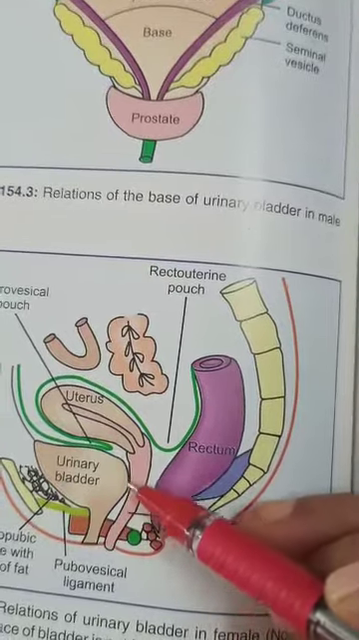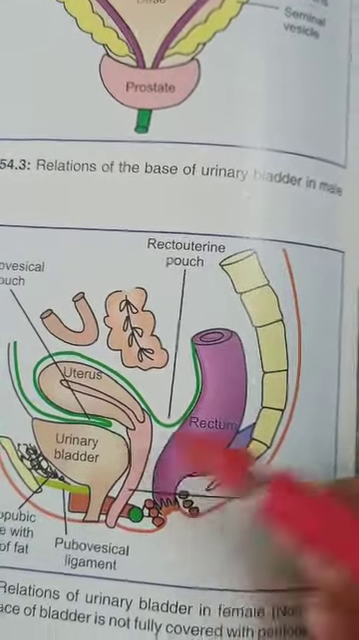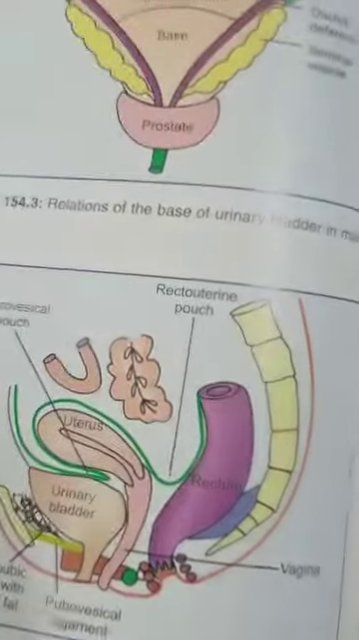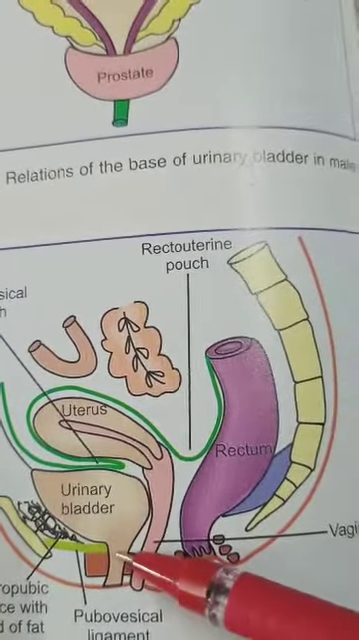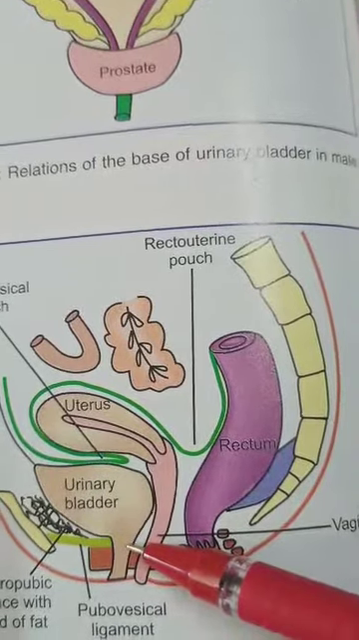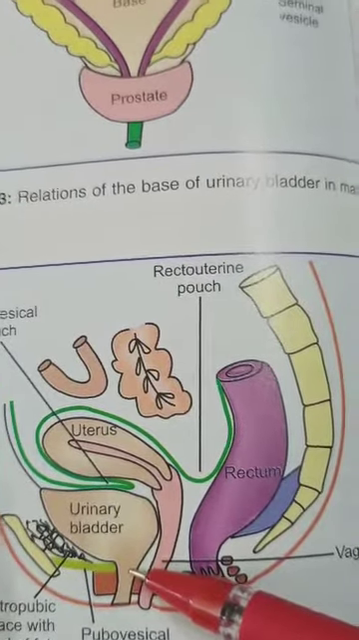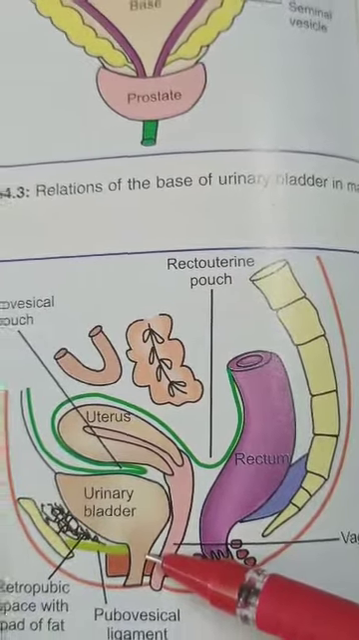This is the vagina. So that is the base. Then comes the neck. The neck of the urinary bladder is the portion in which the urethra starts, the starting point of the urethra.